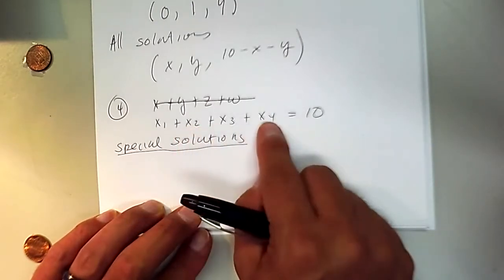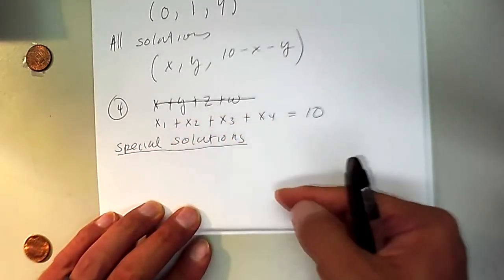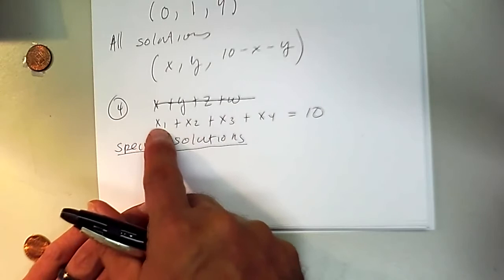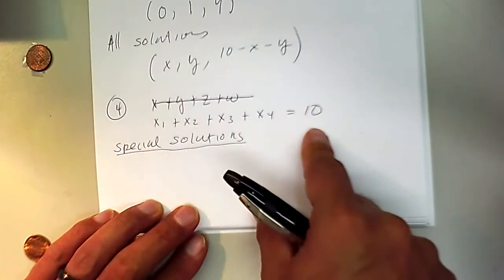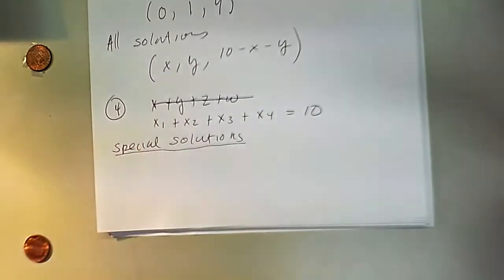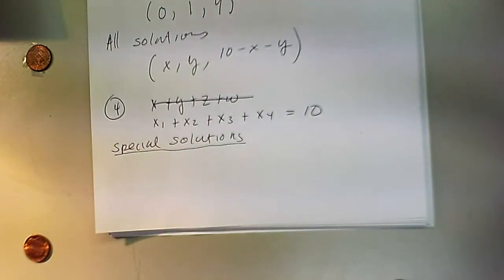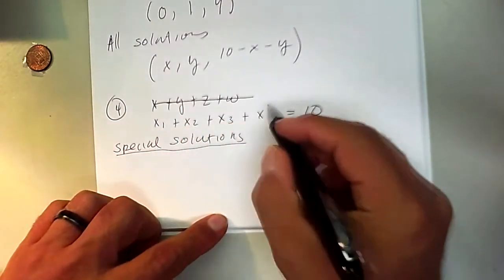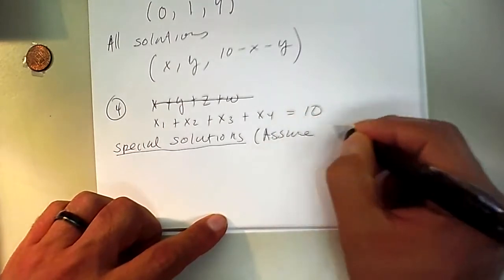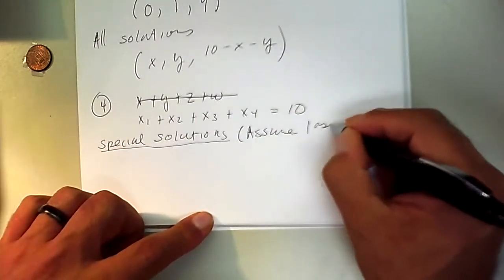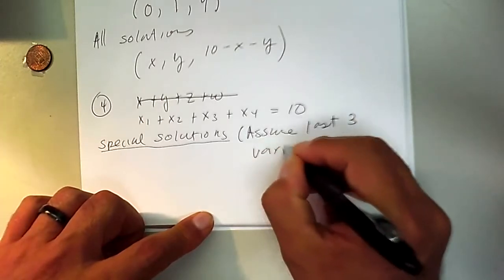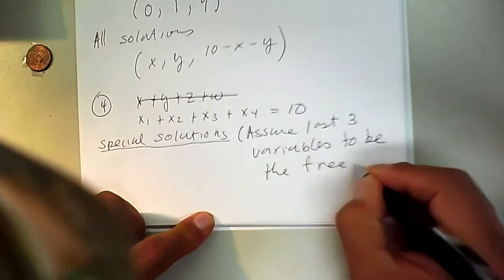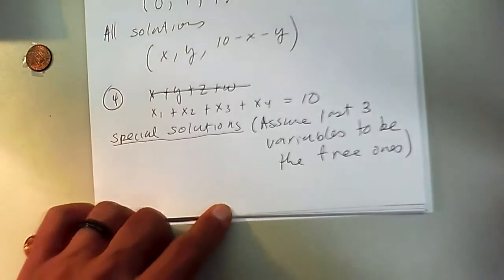And in this case, three of them are free. And it doesn't matter which three, but we pick which ones because the other one is going to make up for the other three so that we end up with 10. So that is not a free variable. So in this case, let's assume the last three are free. Assume or pretend or set the last three variables to be the free ones. So free is a little bit relative.